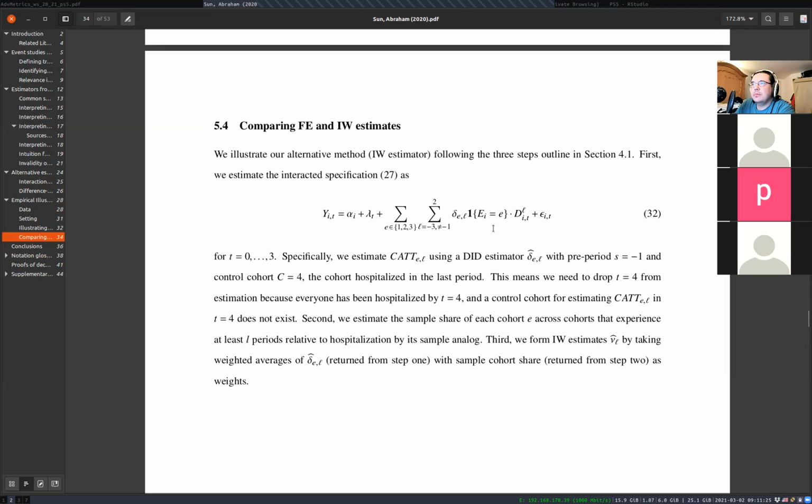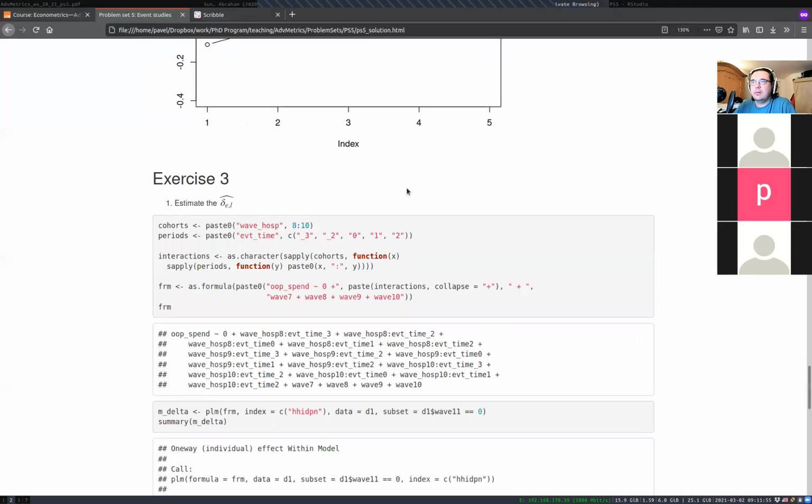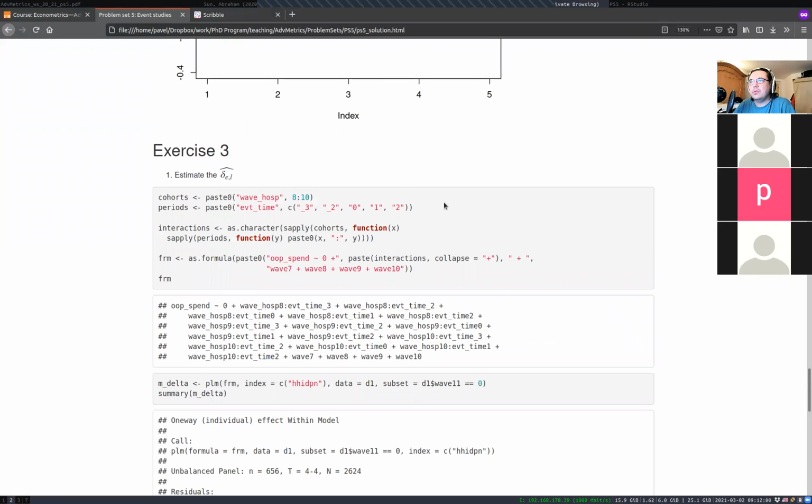But to avoid multicollinearity, we have to drop one period, because in the last period, everyone has been treated. And basically, yeah, that would lead to multicollinearity here because of this interaction. And what we need to do is to generate all these sorts of interactions. I do this.